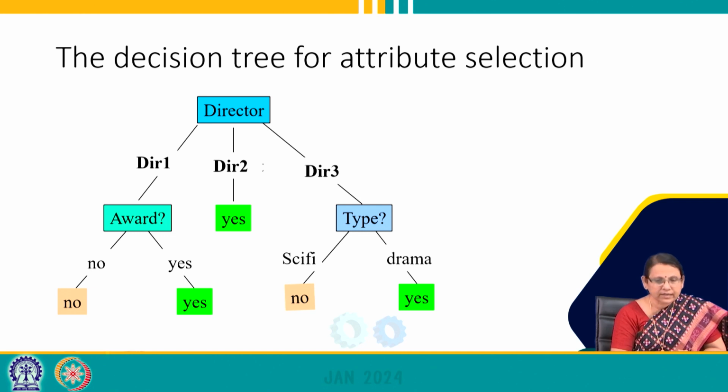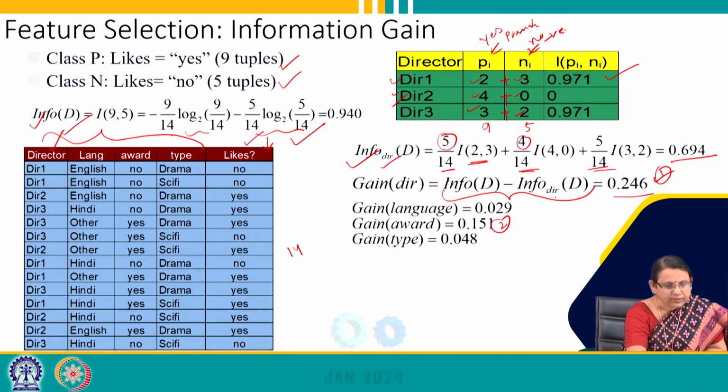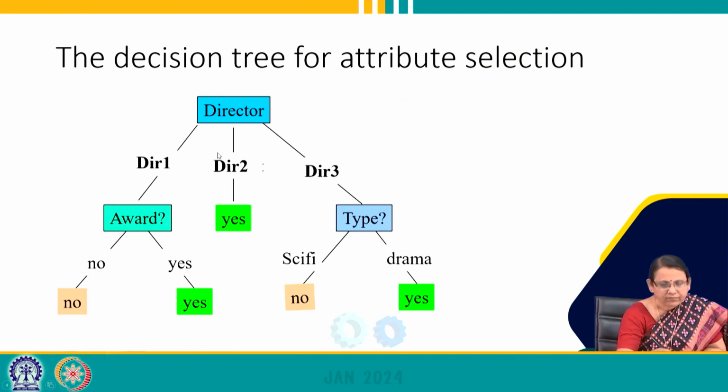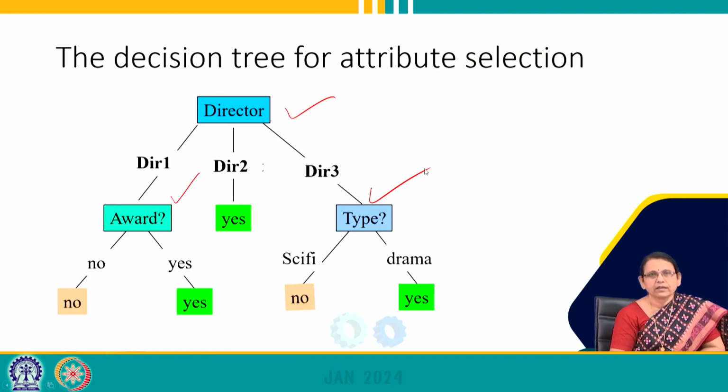In this decision tree, out of those 4 variables, director, language, award and type, we see only award, director and type are appearing, language is not appearing. Which means language does not have much information content to decide this. So, therefore, in our final data set, we will be keeping director, award and type.